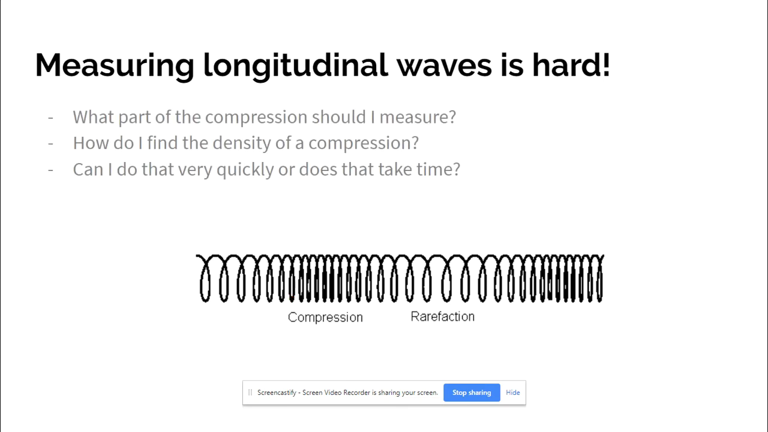First, I don't know what part of the compression I should measure. Second, I have to remember how to find the density of the compression. Then can I do that quickly, or does that take time to sit down and calculate density? So some of these can make measuring a longitudinal wave's amplitude and wavelength really difficult. Which one do you think is the worst? Give some feedback, pause the video, and write down what you think is the hardest part about measuring a longitudinal wave.